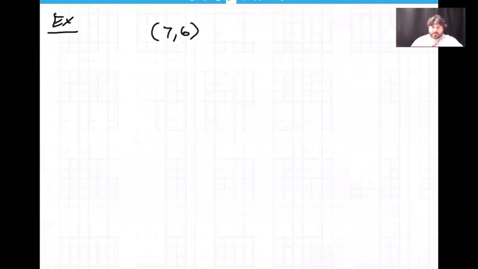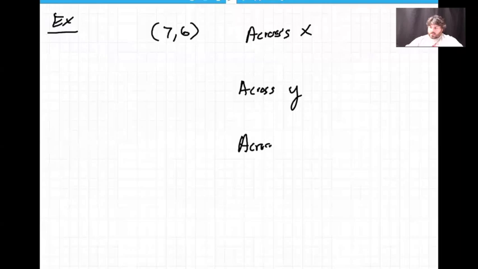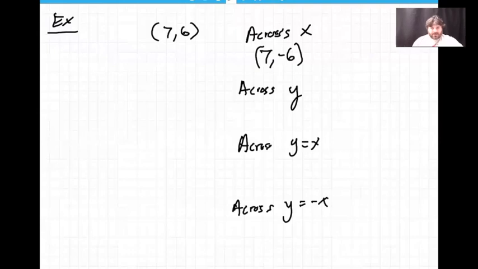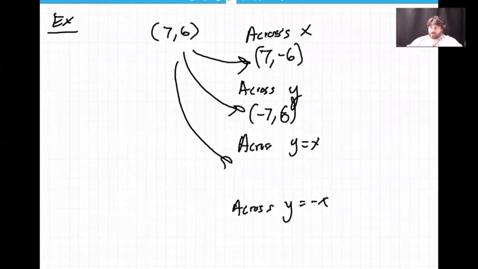All right, so let's look at an example here. Let's take the coordinate (7, 6). Okay? We want to go across the x-axis. We want to go across the y-axis. We want to go across y = x, and we want to go across y = -x. All right, so across the x, we would switch the y. So (7, -6). Okay, we go back to (7, 6). What if we flipped it across the y instead? Well, we'd switch the x number. So it's (-7, 6). Okay, boom, boom. What about y = x? That's where we flip the y and the x value around. And then this one would be the same thing, but we make them negative.